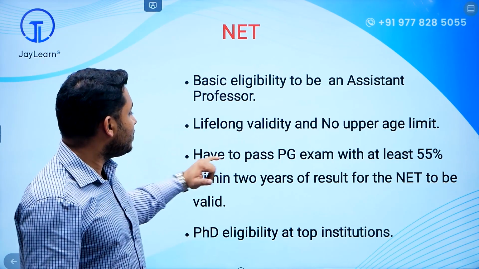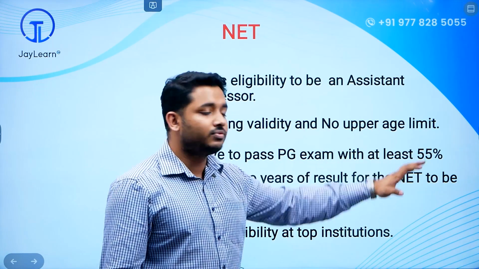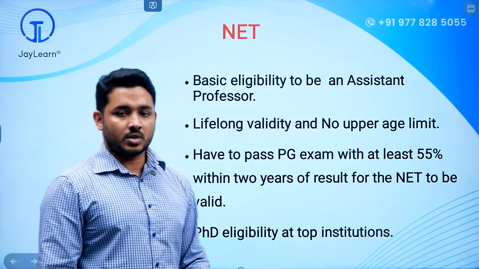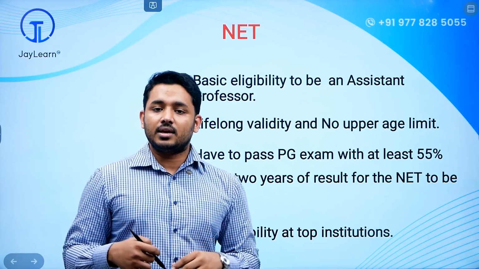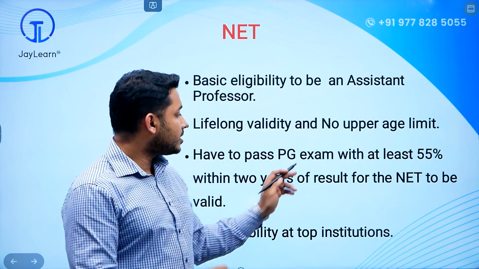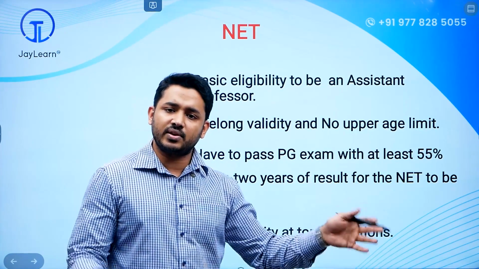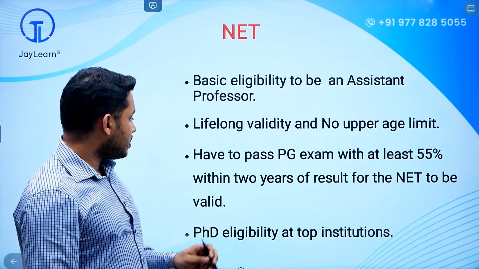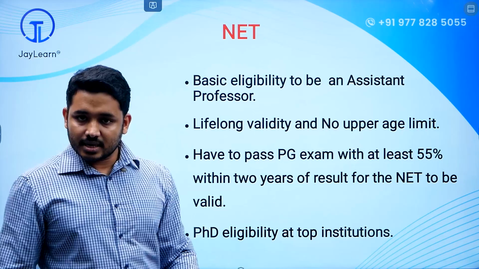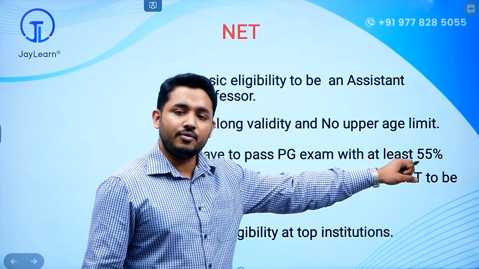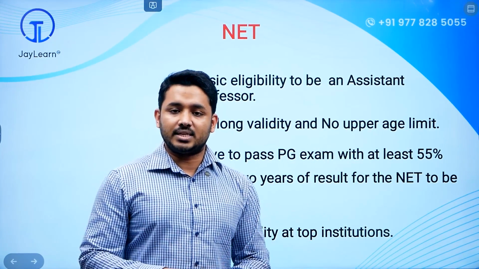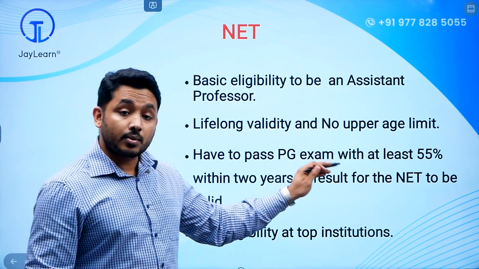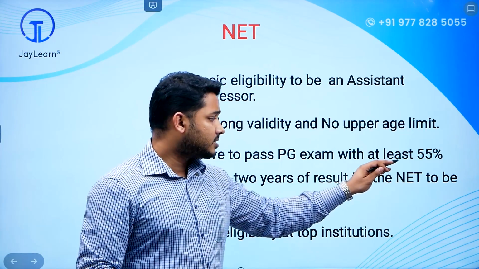All right. So you have to pass the PG exam with at least 55% within 2 years of the result for the NET to be valid. All right. So if you're a PG student, you cleared the NET exam, you also have to make sure that you pass the PG exam with 55%, which is not that difficult to get. And even if you clear the NET exam later also, you need to have 55% in your PG syllabus. The mark required for OBC, SC and ST is 50%.